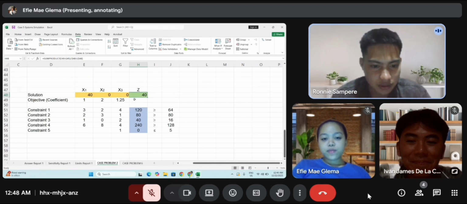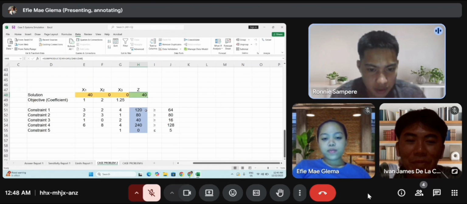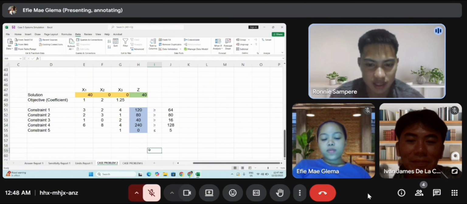The mix satisfies all nutritional requirements because it provides 120 ounces of A, 80 ounces of B, 40 ounces of C, and 240 ounces of D, each meeting or exceeding the required minimums, and it automatically satisfies the stock Z limit since no stock Z is used.